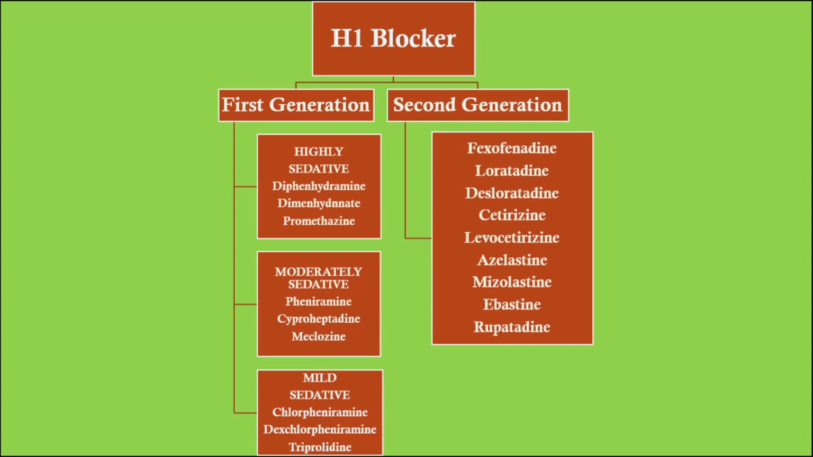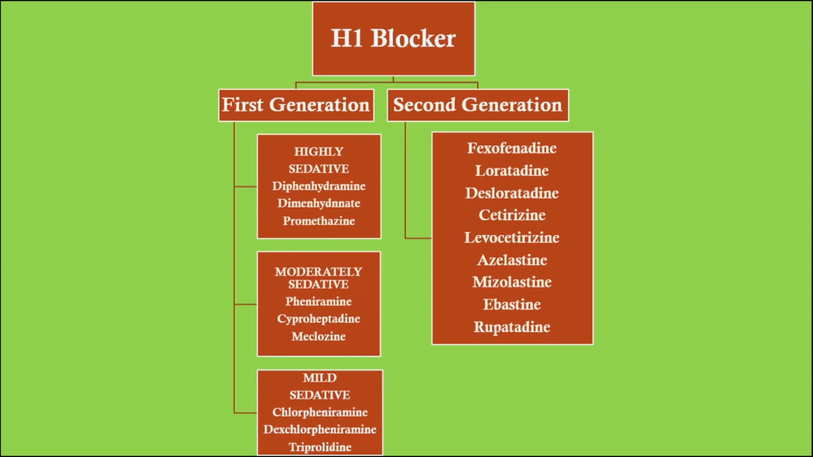Here is a classification of H1 antagonists, or you call them H1 blockers, or conventional antihistaminic drugs. There are two classes, as I said, first generation and second generation. First generation are those which were found in the 1930s and have high sedative property, while second generation are those which were found in the 1980s and have no or minor sedative properties.